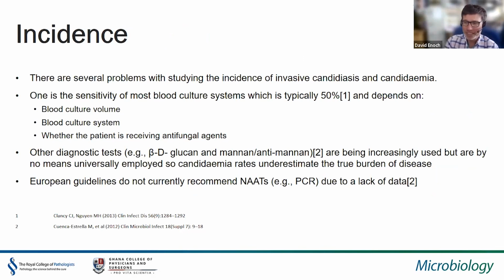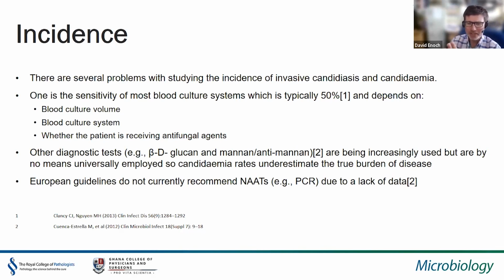So bearing that in mind, there are several problems with studying the incidence of invasive candidiasis and Candidaemia. One is the sensitivity of most blood culture systems, which typically we think is about 50%. This is even with the most advanced automated systems such as BACTEC or BacT/Alert. It depends on how much blood you actually put in the blood culture bottle, whether you're using an automated system or not, and whether the patient's receiving antifungal agents.